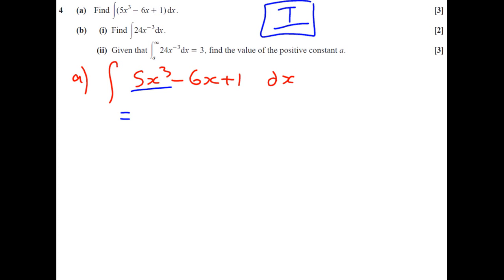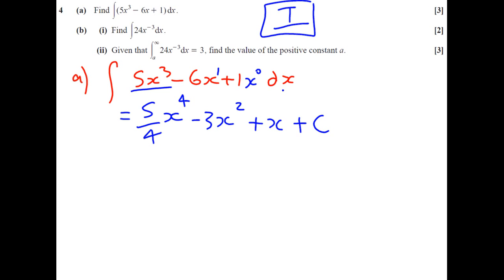So we increase the power from 3 to 4. We divide by the new power. Done. Increase the power from 1 to 2 and divide by the new power. Minus 6 divided by 2 is minus 3. This is x to 0. Increase the old power, divide by the new power. So basically it just goes to your coefficient of x. Now, you could have had a constant, and when you differentiate, the constant disappears. So when we integrate, we need to put that constant back. So you do need to put plus c.